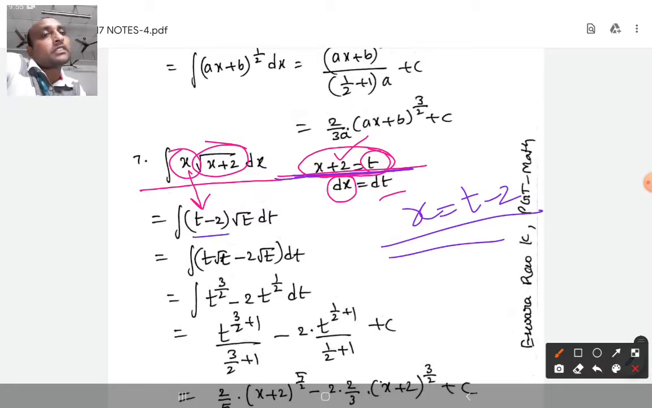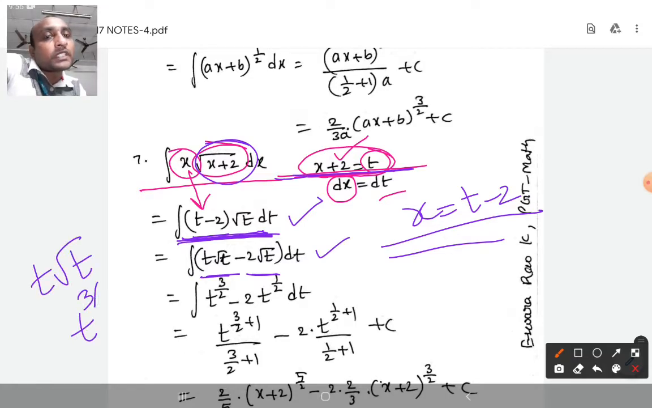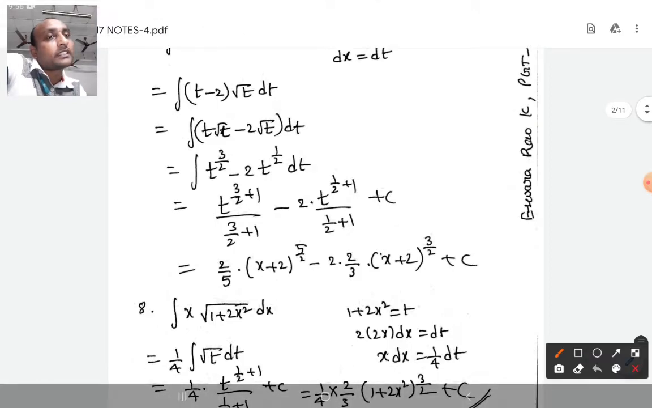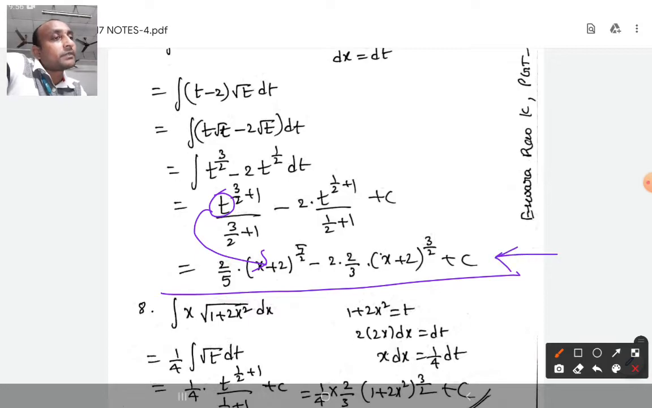So t minus 2 into root over x plus 2, which is root t, into dt. So multiply this one. You cannot integrate it as it is, because it should be in single terms to integrate. T root t minus 2 root t into dt. T into root t, what is t into root t? T power 3 by 2, because t power 1 into t power 1 by 2. So t power 3 by 2 minus 2t power 1 by 2. Then apply the n plus 1 by n plus 1 formula, so that you will get the result. After that you should substitute for t, which is x plus 2. After simplification the final answer will be like this.